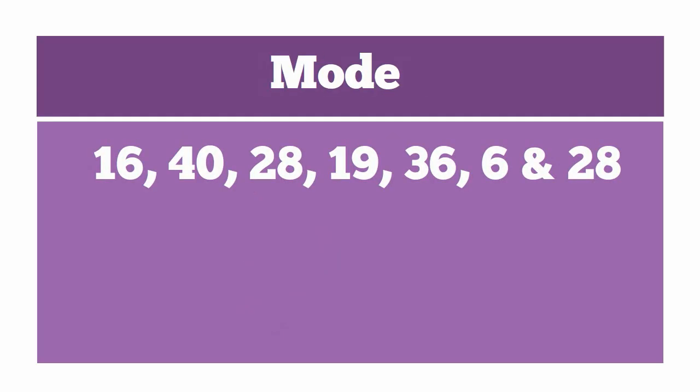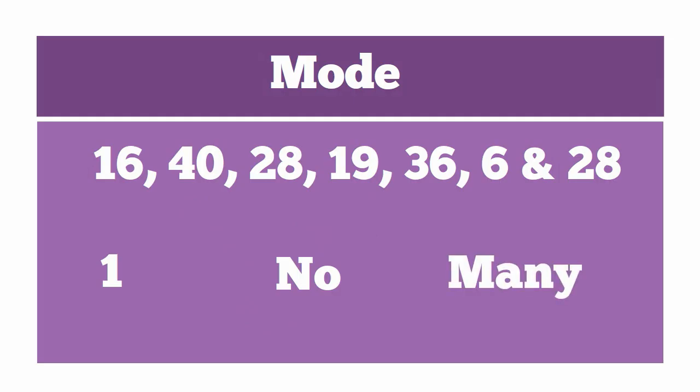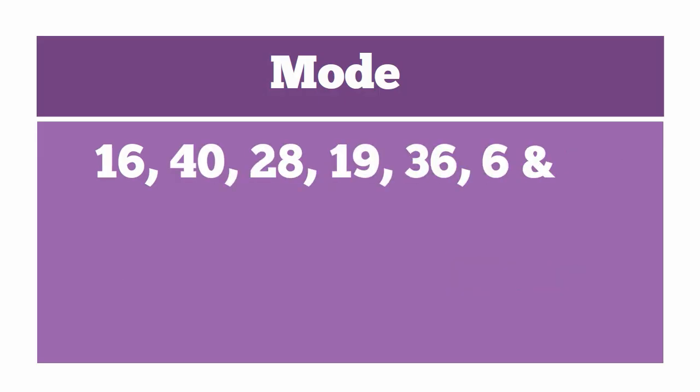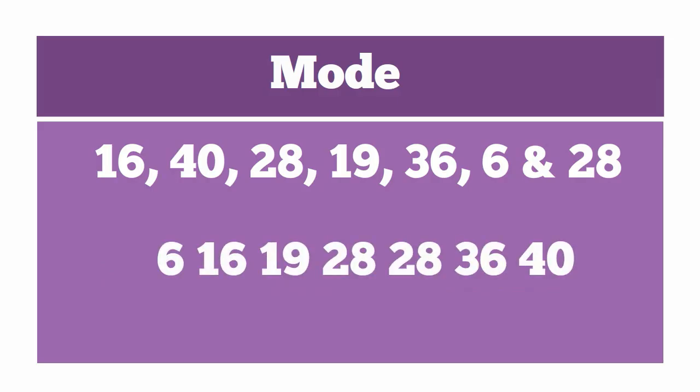The mode is the number which occurs most often in a data set. There might be one mode, no mode, or many modes. What is the mode of 16, 40, 28, 19, 36, 6, and 28? It helps to place them in increasing order. Next, you will notice that 28 occurs 2 times, so that will be the mode.